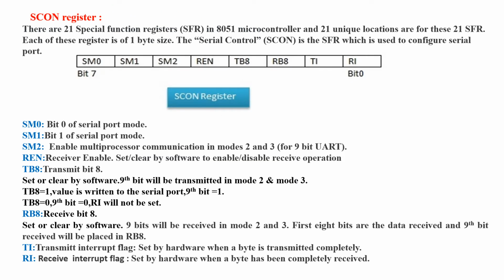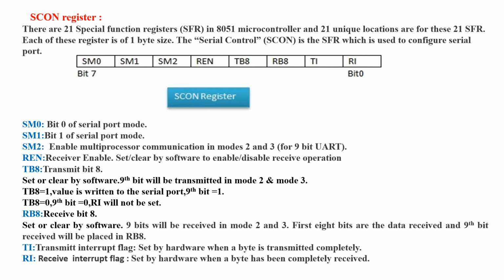Let's see SCON register format. There are 21 special function registers in the 8051 microcontroller, and 21 unique locations are used for these 21 special function registers. Now SCON register is called the serial control register. It consists of 8 bits starting from bit 0 to bit 7. So let's discuss the bits of SCON register. SM0 is bit 0 of serial port mode. SM1 is bit 1 of serial port mode.